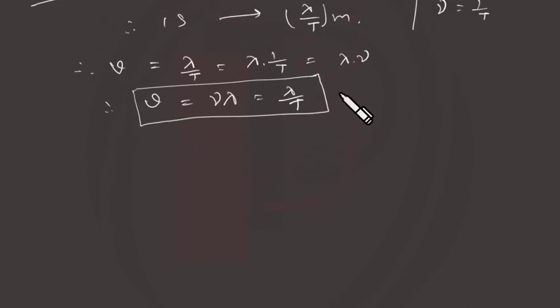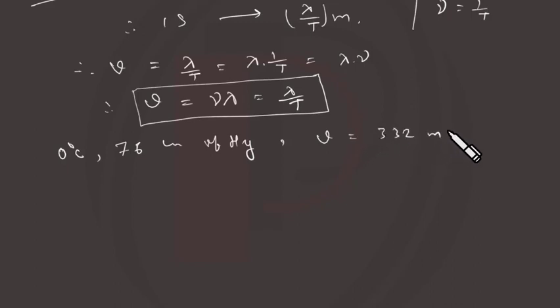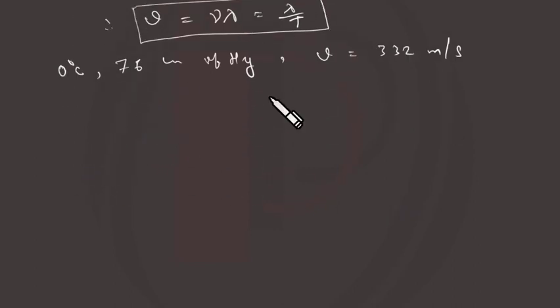The velocity of sound at 0 degree centigrade temperature through dry air at normal pressure, which is 76 centimeter of mercury pressure, is given as 332 meter per second. Now why did we mention the temperature and pressure? Because the velocity of sound depends on the temperature.